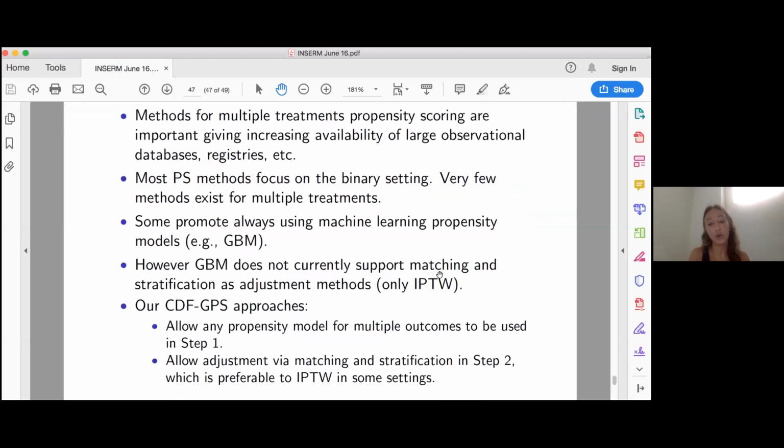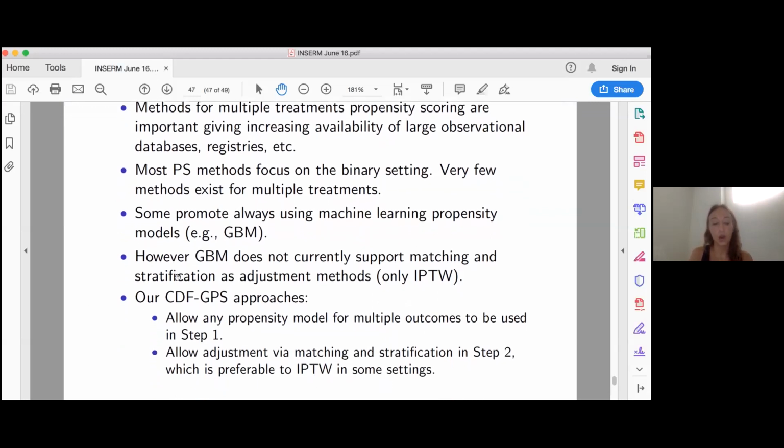GBM does not support matching and stratification as adjustment methods, only inverse probability weighting. So our approach does, A, allow any propensity model for multiple treatments, and B, allows adjustment via matching and stratification, sometimes preferable to IPW.